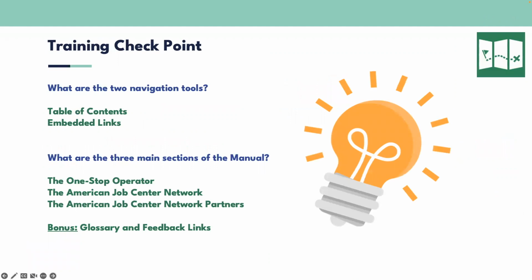For our final training checkpoint, let's review what we've learned. What are the two navigation tools for the manual? There's the table of contents and the embedded links throughout the document. What are the three main sections of the manual? The one-stop operator, the American Job Center Network, the American Job Center Network Partners, with a bonus section at the end with a reference glossary and feedback form link.